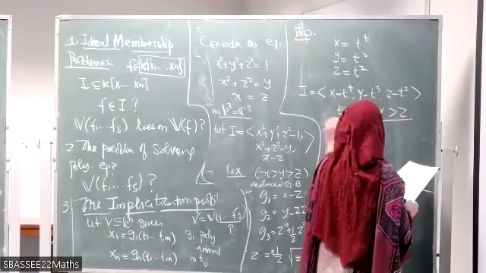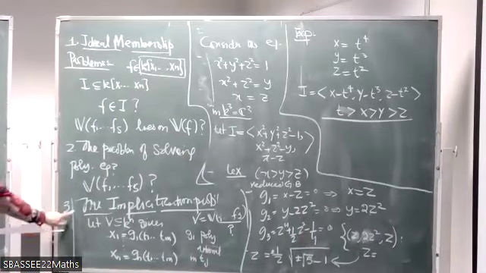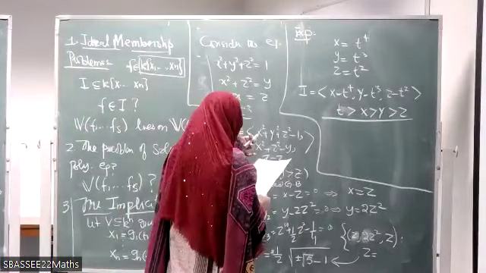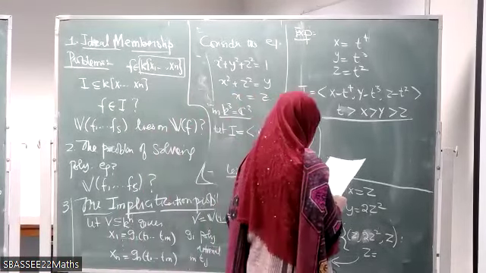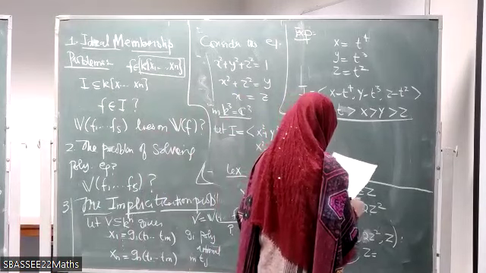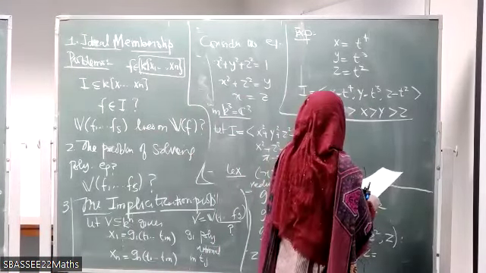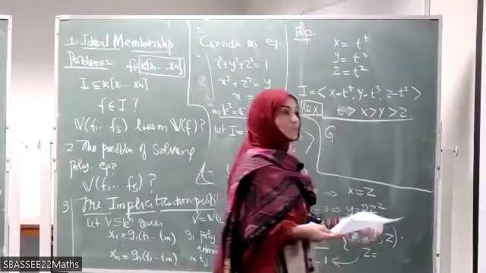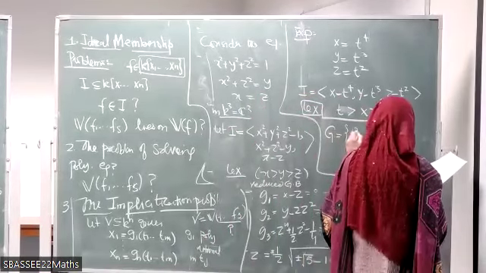This is the answer for the last question, the implicitization problem. So I will choose this ordering, of course a lexicographic order, and I will calculate the Grobner basis for the ideal. So what will I get?